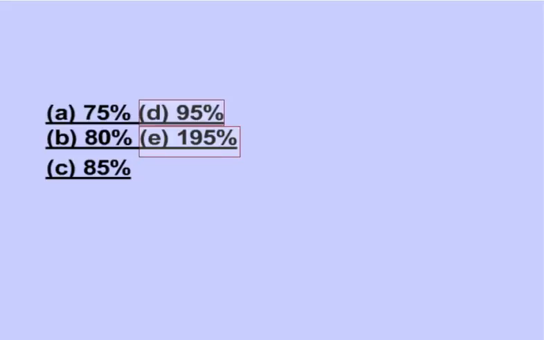Remember, they're looking for the total increase, and most of the time on this test, that's what they want, the total increase. So you're going to have to subtract the original 100% price out. We started at 100% of the price, we're now at 195% of the price. That's a 95% increase. So the correct answer is D.